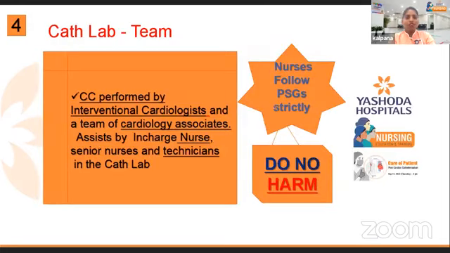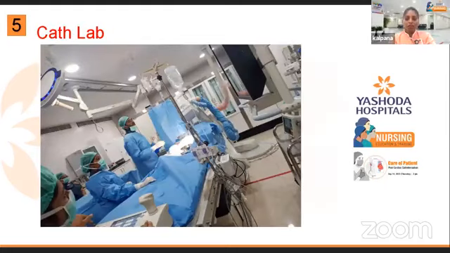Cardiac catheterization is performed by an interventional cardiologist and a team of cardiology associates, assisted by the in-charge nurse, senior nurse, and technicians in the Cath Lab. Here we request all the nurses to follow patient safety goals very strictly. It starts right from the identification of the patient until the patient is signed out from the Cath Lab and comes to the ICU or pre-cath unit. Do no harm is a very significant parameter we all should practice.